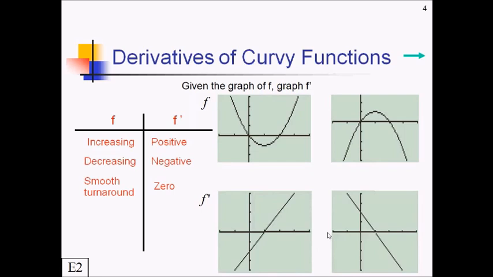Now, one quick thing that's interesting to note before we move on: we don't know for sure that these are x squared and negative x squared kind of functions, but they could be. If this was x squared, what's the derivative of x squared? Well, it's 2x, which is a line, right? The derivative of a parabola should look like a line.